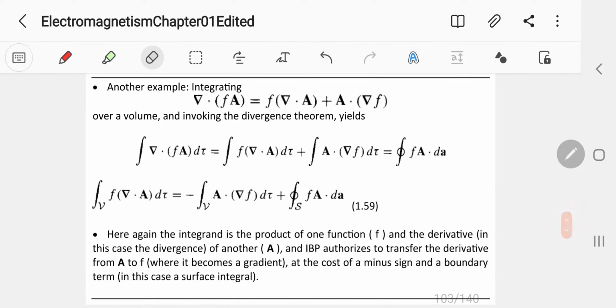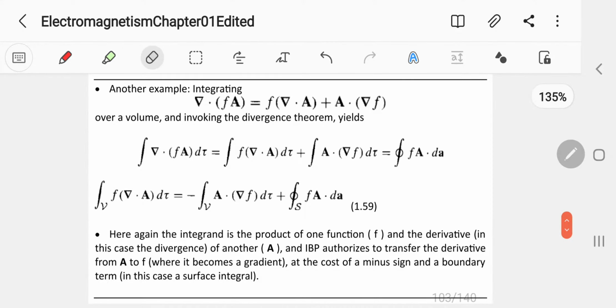And also, if you have a more sophisticated expression involving the del operator, you can have this derivative. The derivative of f times a, the divergence of f times a, where a is a vector function and f is an ordinary function, then you will also have this one. And when you integrate that, you will arrive at this expression.